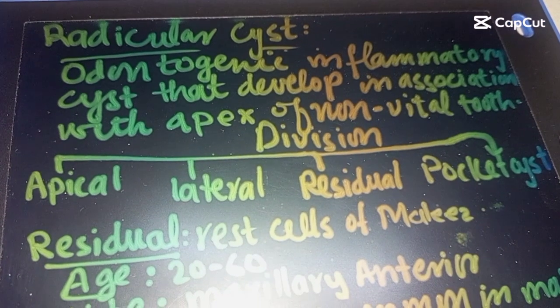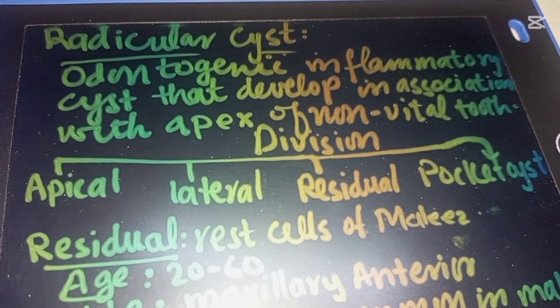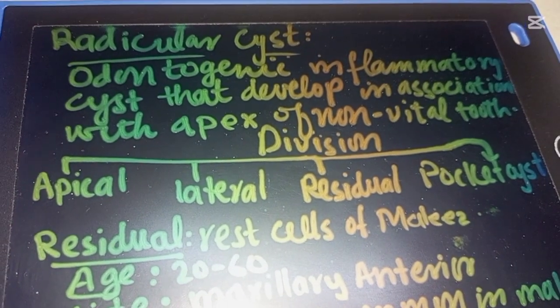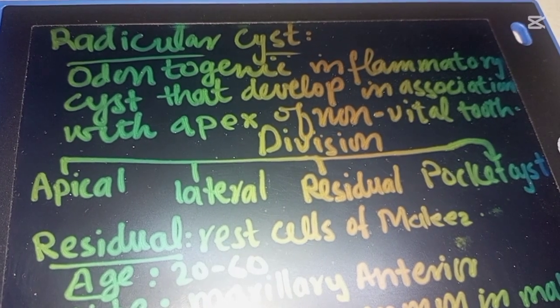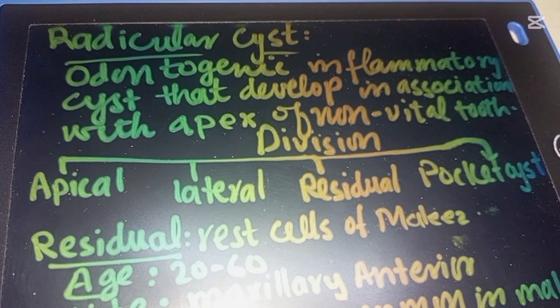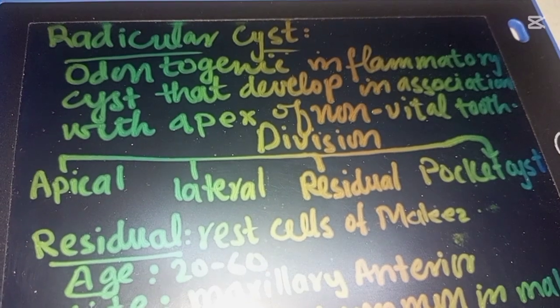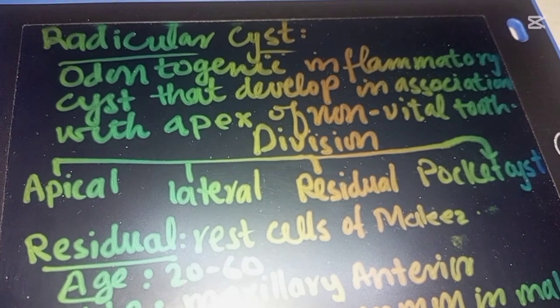So today we're going to start the most important cyst, which is the radicular cyst, from the viva point of view, from the exam point of view, and from the high competitive exams point of view. It is a very important cyst, the radicular cyst. Let's start it. Bismillahirrahmanirrahim.